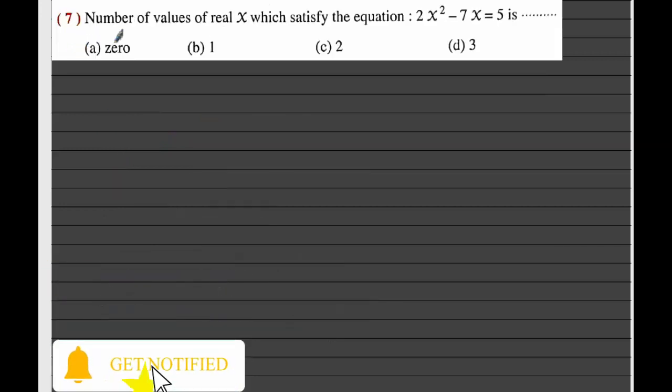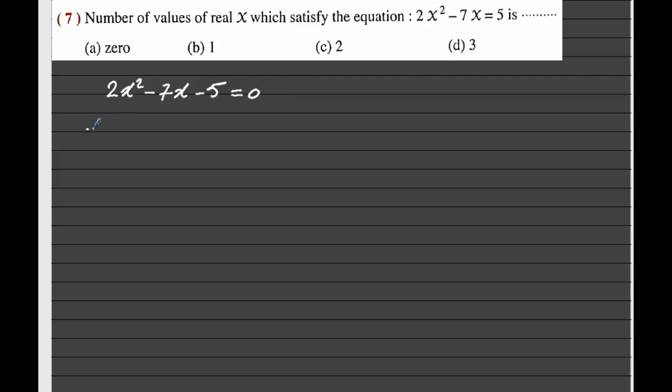Question number 7. The number of values of real x which satisfy the equation 2x squared minus 7x equals 5 is 0, 1, 2, or 3. First, we will put the equation in its standard form. 2x squared minus 7x minus 5 equals 0.